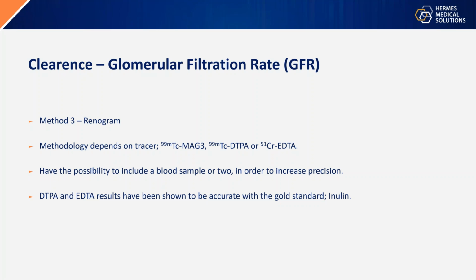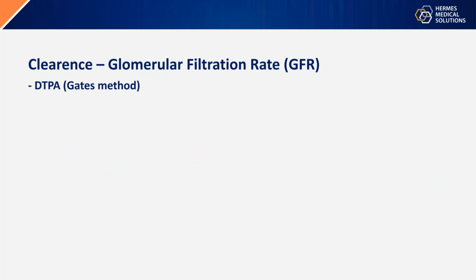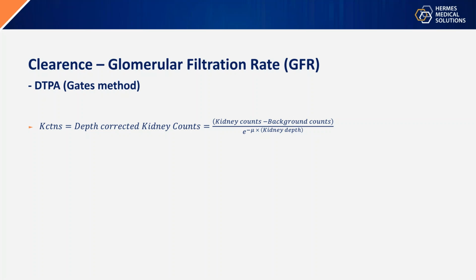So since there are different methods, I don't think we need to go through all of them. So I'm just going to quickly talk about the DTPA Gates method to determine the GFR. I'm going to throw in some equations, but my idea is mostly to talk about what we need during image acquisition and processing to acquire the GFR.